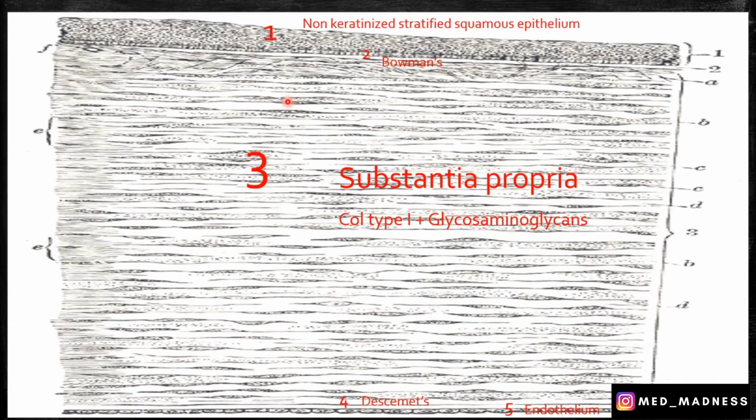So what is the take home point? Note the type of epithelial cells in the cornea. It is non-keratinized stratified squamous epithelium. The major portion of a cornea is formed by the corneal stroma or substantia propria. Note the arrangement of the fibers. It is this specific arrangement of fibers which gives greater transparency to the cornea. It contains type 1 collagen. You can appreciate the anterior limiting membrane here and the posterior limiting membrane here.